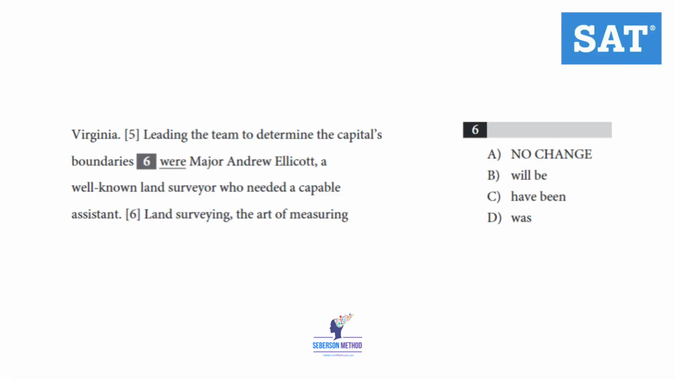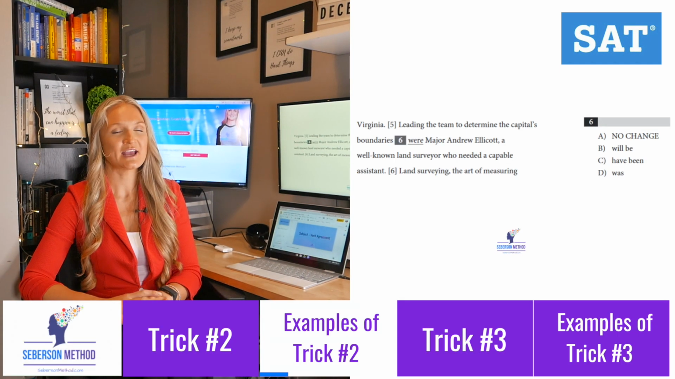Leading the team to determine the capital's boundaries, the verb to be is in question, Mayor Andrew Elliott, a well-known... that part of the sentence is not even important. Notice that the verb to be is coming before the subject, Mayor Andrew Elliott. Mayor Andrew Elliott is a proper noun. We can replace it with he. So he, what's the past tense of the verb to be? He was.